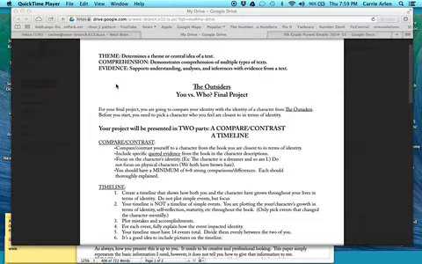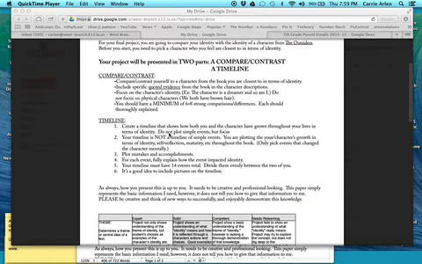Okay, so let's first talk about the compare-contrast part of the project, which is explained here in this part of the document. This is a document that you can find shared to you in Google Drive. If you don't see it, make sure you come tell me so I can make sure that gets shared to you.